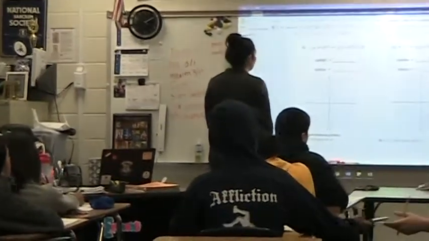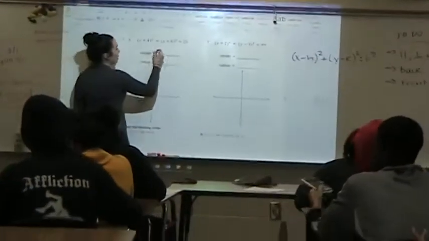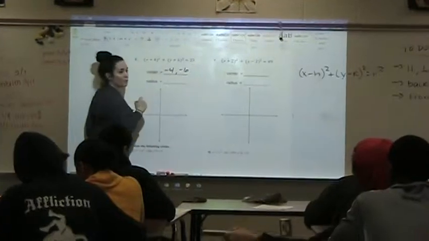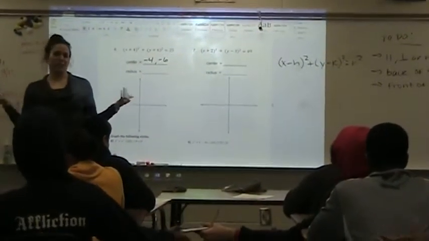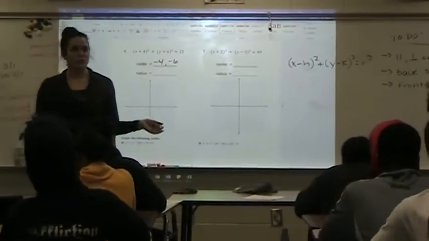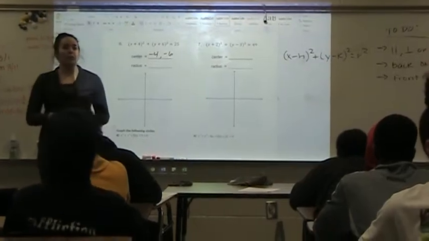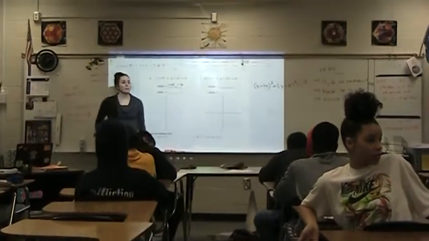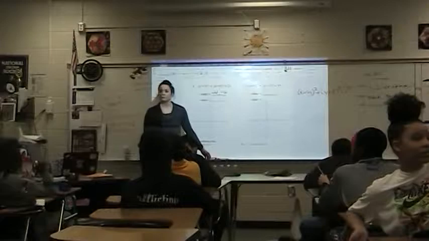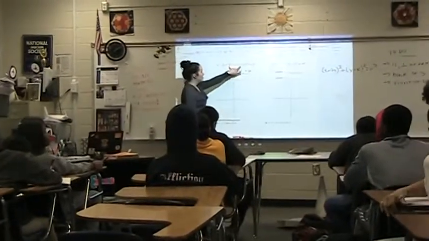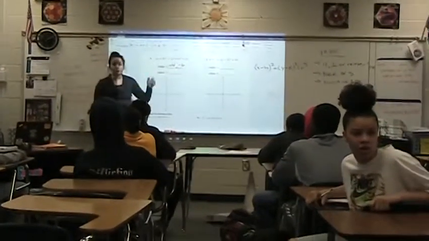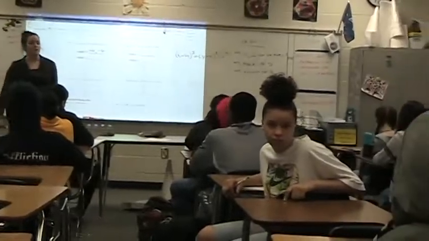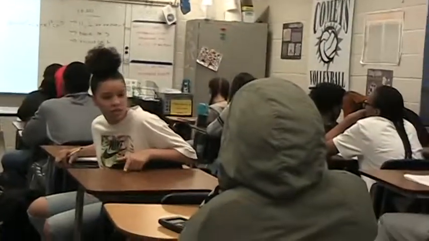Alright, so let me check in with y'all. For your center, you should have gotten -4, -6. Why did I get negative? Somebody explain to me, why did I get negative? Caitlin. Yeah, your sign switched. Remember there's positive here? Flip it. Alright, what'd you get for the radius? 5.